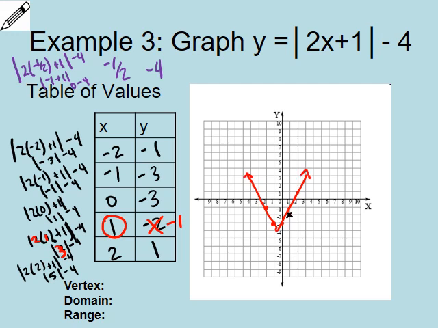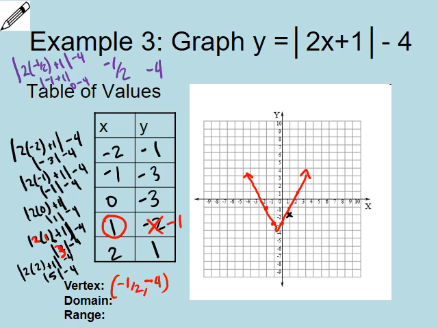Okay, that's what I love about absolute values. You know if you're doing it right or not. It's so awesome. All right, my vertex, let's take care of that, is that value I found, which was negative 1/2, comma, negative 4. It's a point, write it as a point.